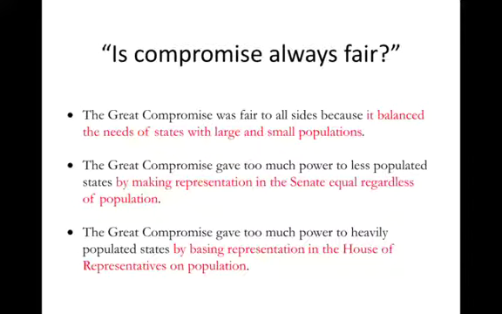very high-level summary responses to this compelling question. The Great Compromise was fair to all sides because it balanced the needs of states with large and small populations. The part that's in red, it balanced the needs of states with large and small population, is information. That's information that would come from a source. So later on, we're going to look and see where it would come from and what type of source it would come from.